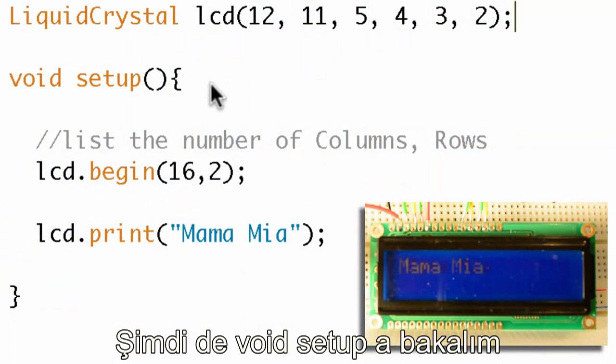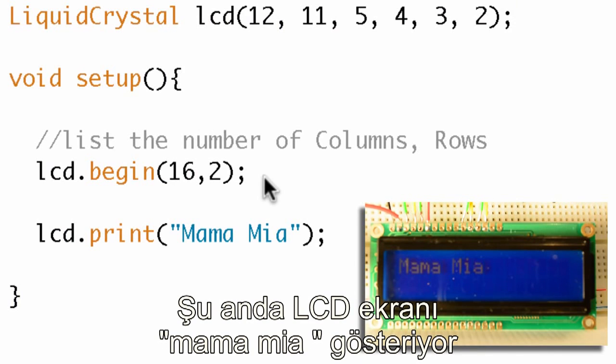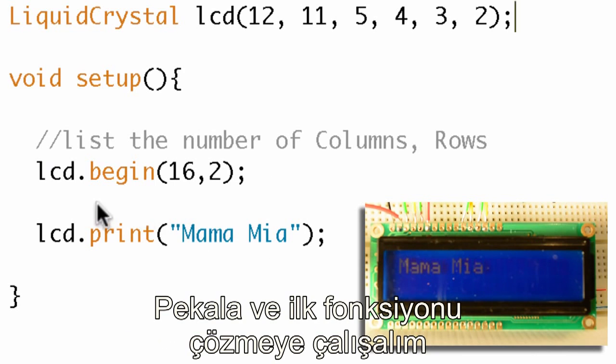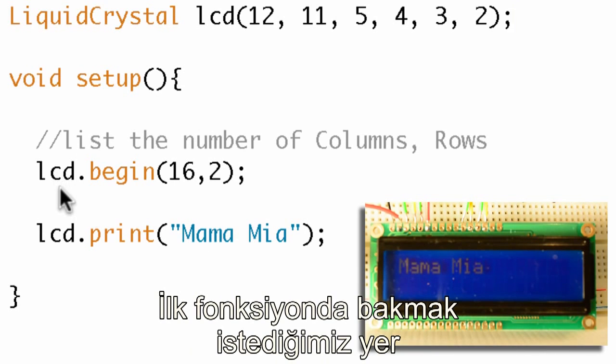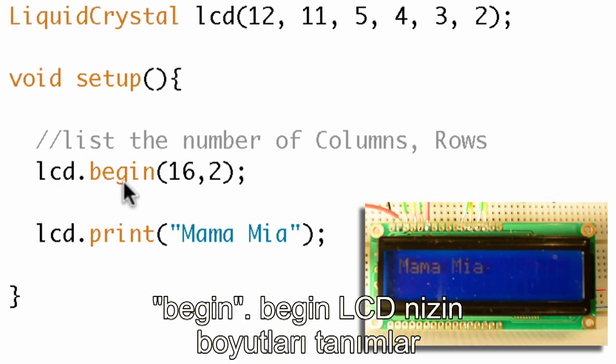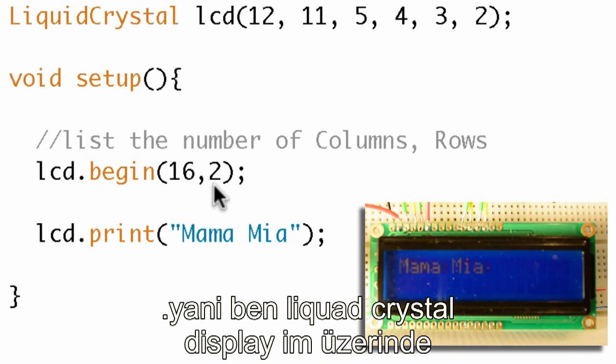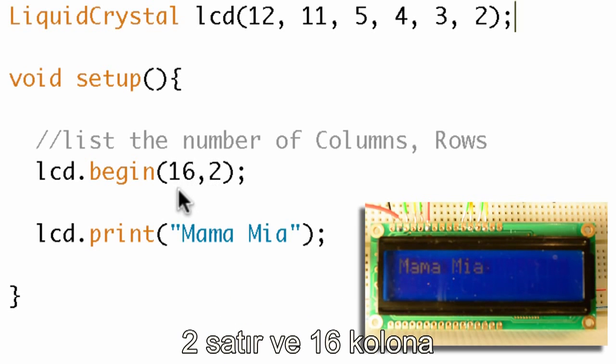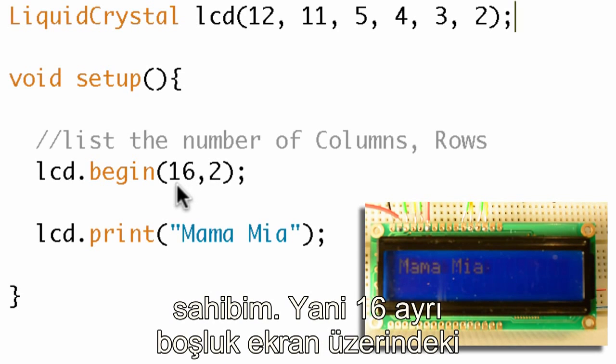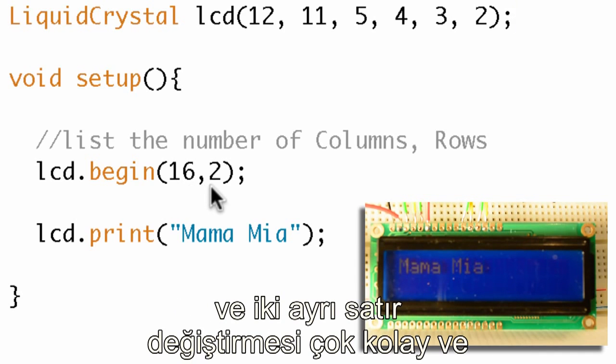Now let's look at void setup. You can see the LCD screen right now is showing Mamma Mia. I'm kind of getting ahead of myself. The first function we want to look at is begin. Begin defines the dimensions of your LCD. I happen to have a 2-row, 16-column Liquid Crystal display, so it's 16 columns long. There are 16 discrete spaces for me to display characters, and it's 2 rows tall. That's easy enough.